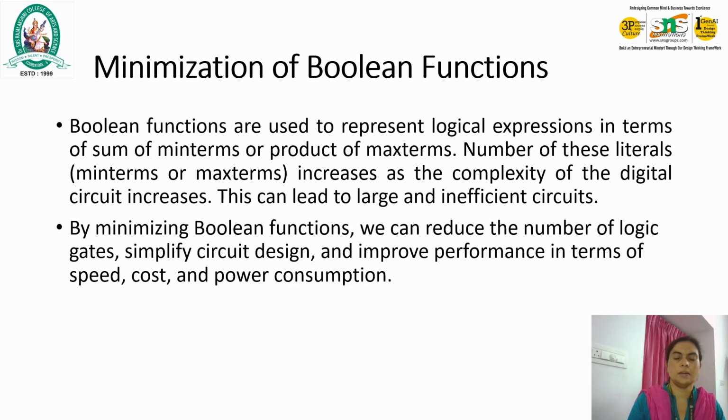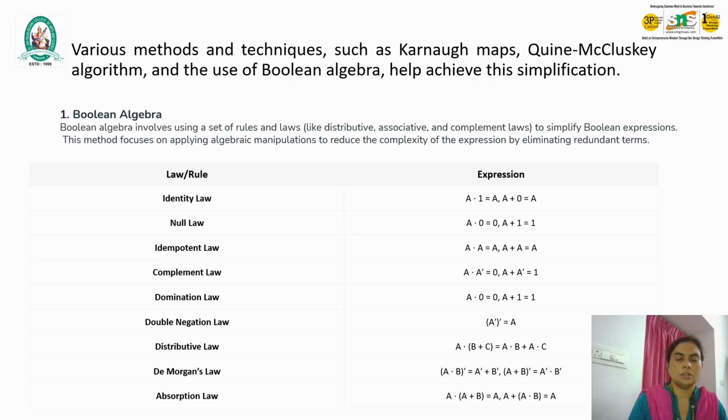The main focus is to reduce the number of logic gates by simplifying the circuit design and improving performance in terms of speed, cost, and power consumption. This is the main motto of minimizing Boolean functions in Boolean algebra. There are various methods and techniques for minimizing Boolean functions, such as Karnaugh maps and the Quine-McCluskey method, and Boolean algebra itself is also used to achieve simplification of the algebraic form.